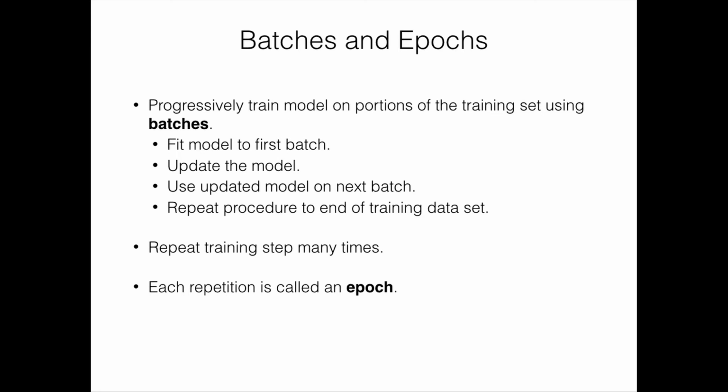And you can go through the whole training set. But another thing you can do is repeat that whole process over and over again. And each time you repeat it, it's called an epoch. And so those epochs are how many times you want to repeat the training step.